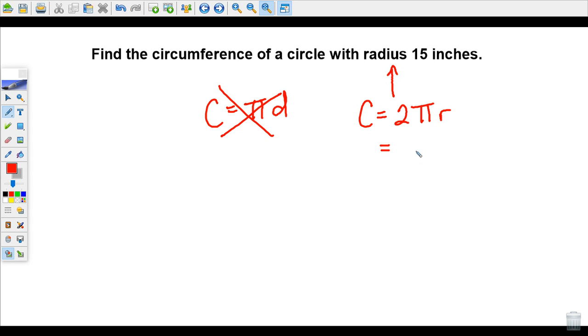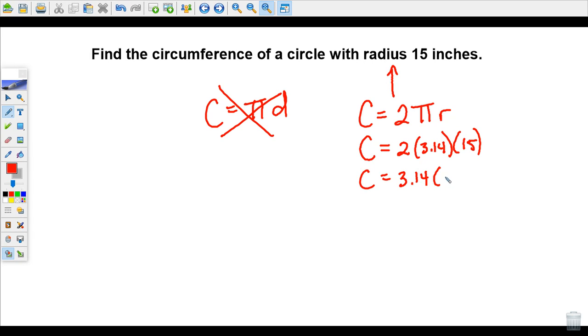So we start substituting values in. We're trying to find the circumference, so that stays a variable. Copy down the 2. We know pi is 3.14, and we know the radius is 15. Now I'm going to use the commutative property of multiplication here, which tells me I can multiply in any order. So instead of multiplying 2 times 3.14, I'm going to do 2 times 15. I'm going to leave the 3.14.